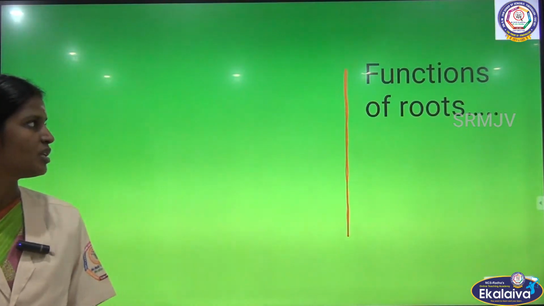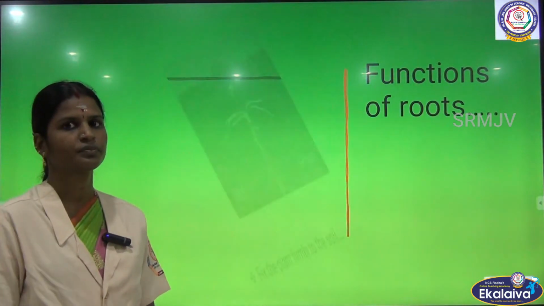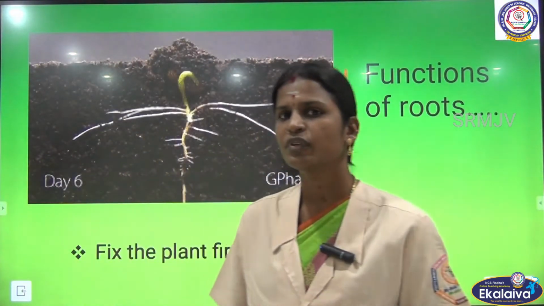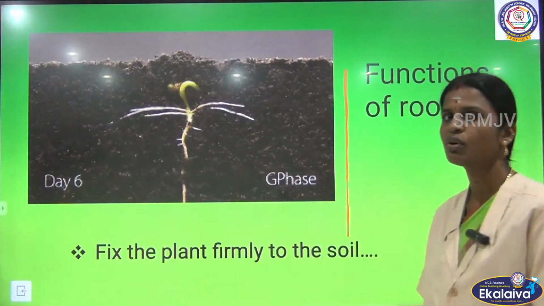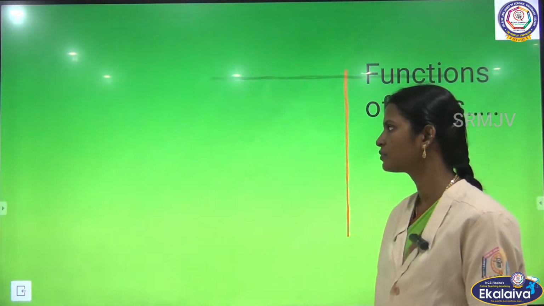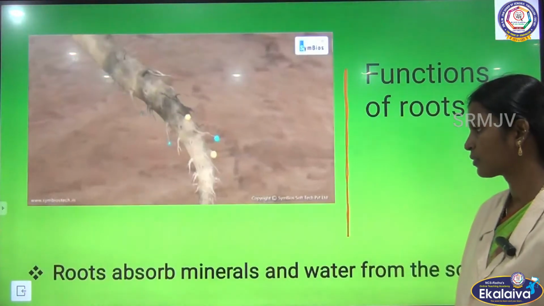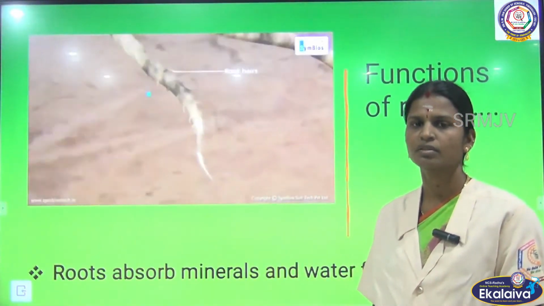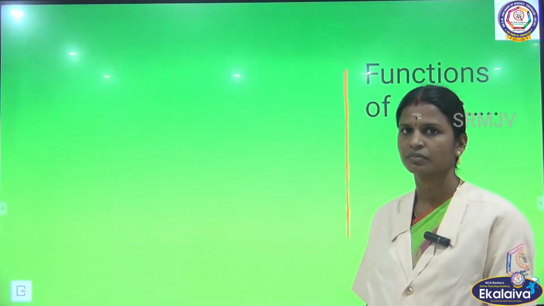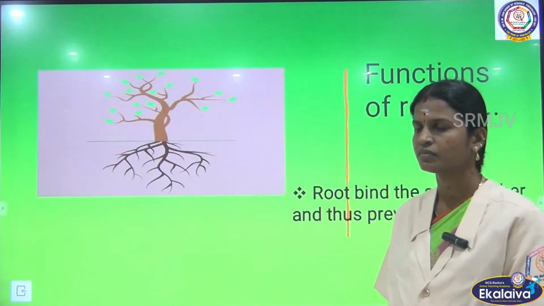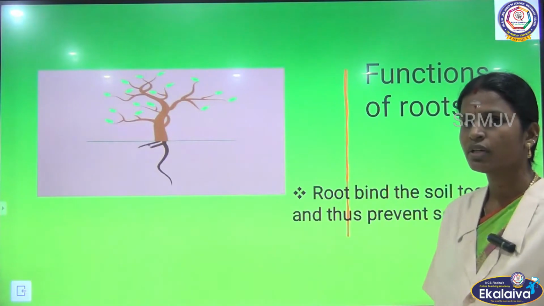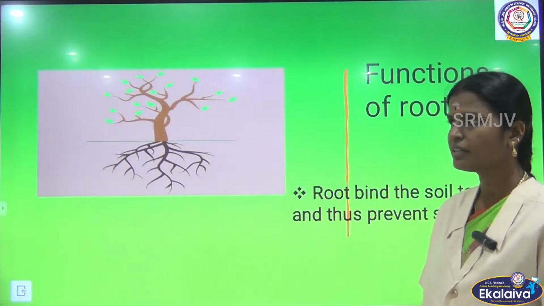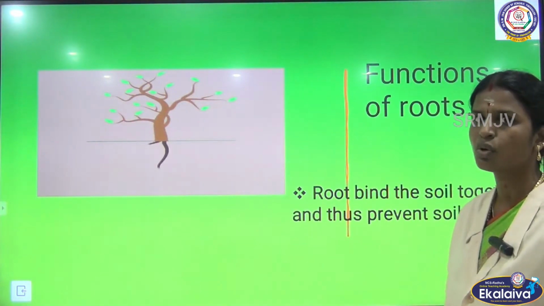And now we are going to see about the functions of root. Root fixes the plant firmly to the soil, and root absorbs water and minerals from the soil. Root binds the soil firmly and thus prevents soil erosion.